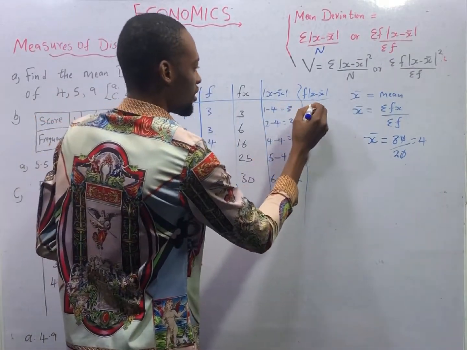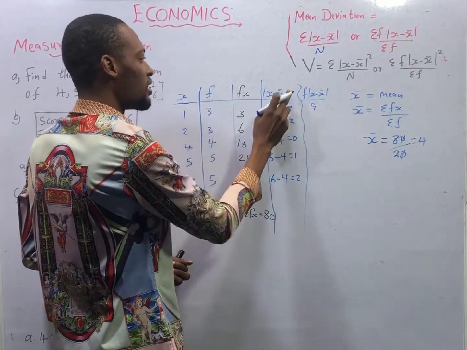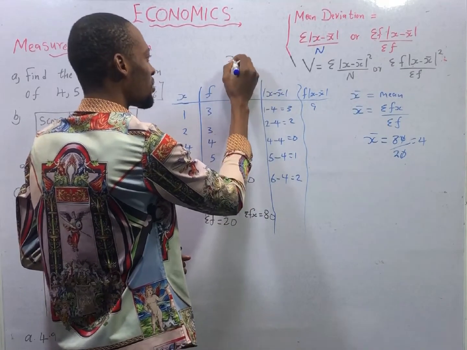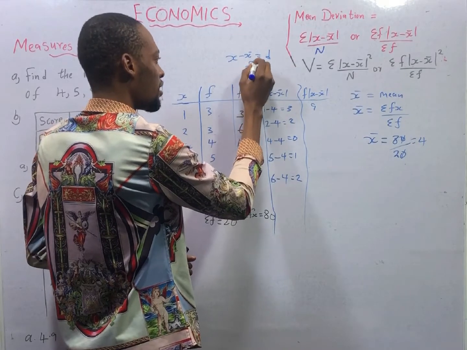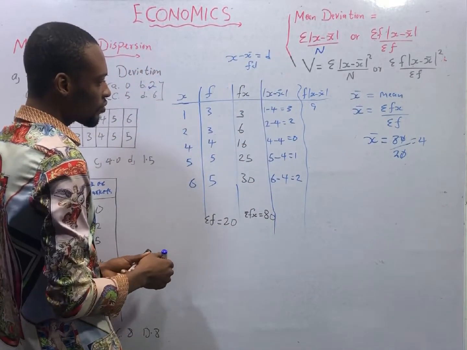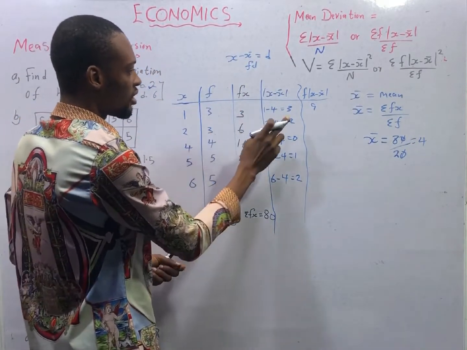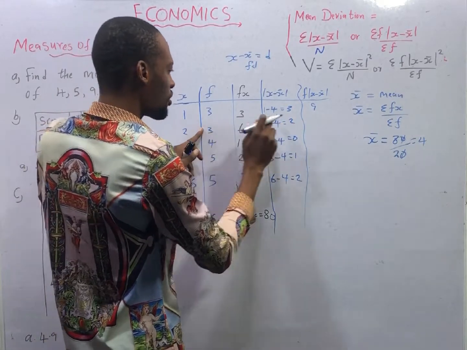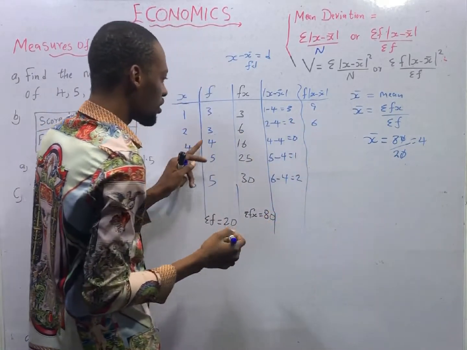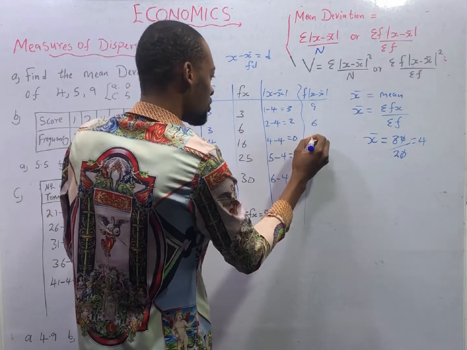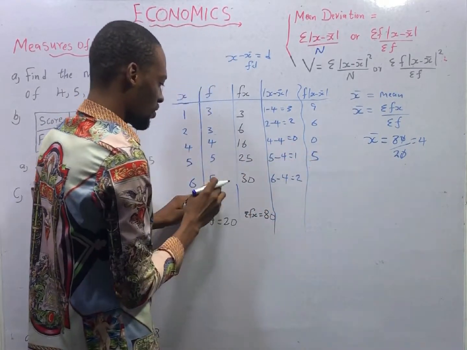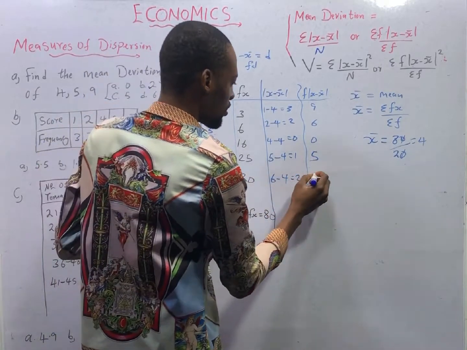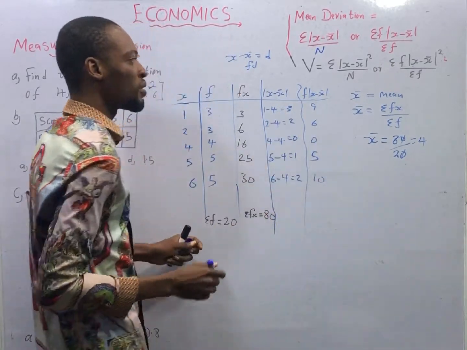3 times 3, 9. So this is F. This is S minus S bar. And S minus S bar is the same thing as D. So this is FD. F is 3, S minus S bar is 2. So 3 times 2 is 6, if I am not wrong. 4 times 0 is 0, if I am correct. 5 times 1 is 5. 5 times 2 is 10. So this is F times S minus S bar.